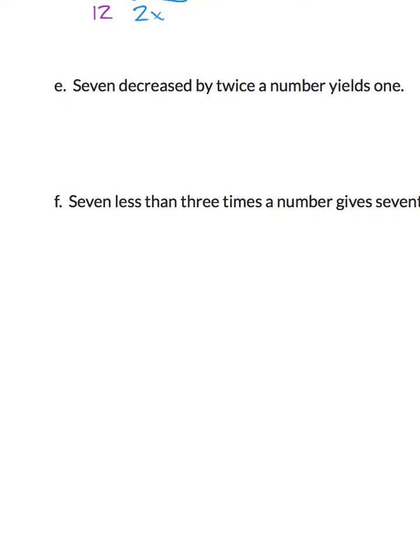Example E, we have 7 decreased by twice a number yields 1. Now on initial reading of this, I see the word yields. And remember that yields means equals. So I'm going to have an equal sign in here. That also divides my problem into 2 different pieces. For instance, here on the right side, everything after the word yields will go on one side of the equation. So I know that this is going to be equal to 1.